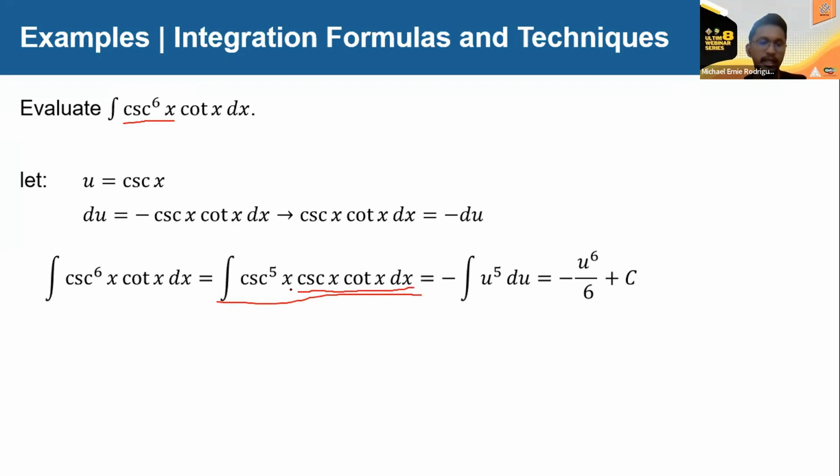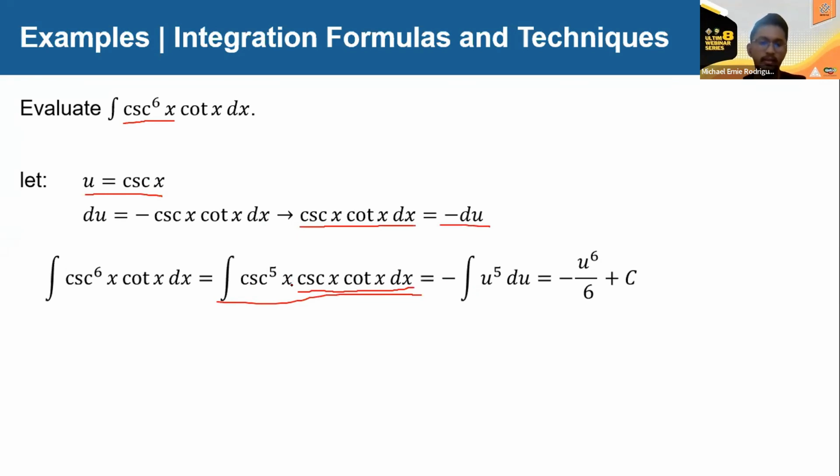So, itong cosecant x yung ating u. Okay? And then, kaso ang du mo negative, no? Negative cosecant x cotangent x dx. Ang nandito lang sa atin is cosecant x cotangent x dx. Wala tayong negative. So, kunin natin yung cosecant x cotangent x dx. Okay? Transpose lang natin. We have negative du. Okay? So, substitute natin yan. Okay? So, cosecant x is u. So, we have u raised to the 5th power.